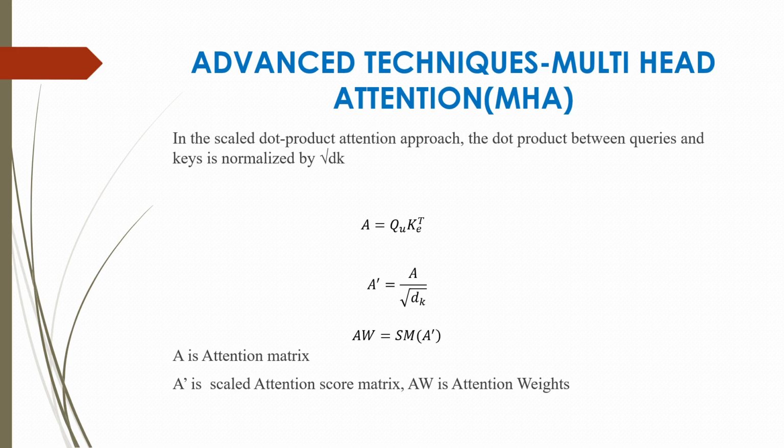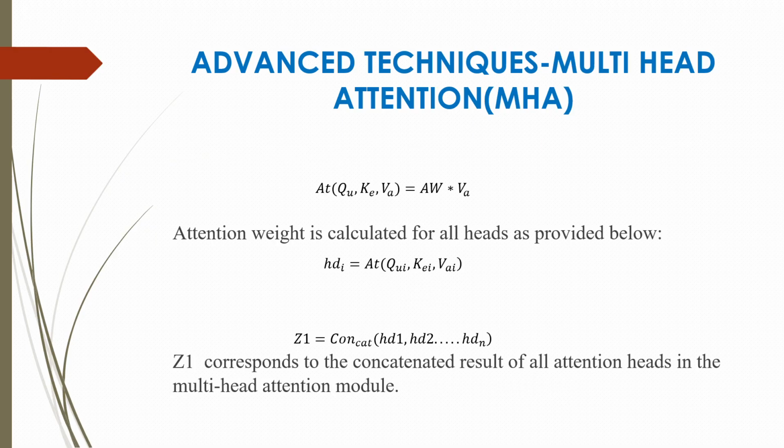In the scaled dot product attention approach, the dot product between queries and keys is normalized by the root of dk. A equals Q into K transpose. A dash equals A divided by root of dk. AW equals softmax of A dash. So A is the attention matrix, A dash is the scaled attention score matrix, and AW is the attention weights. Then we calculate the attention output based on Q, K and V, which equals AW into V.